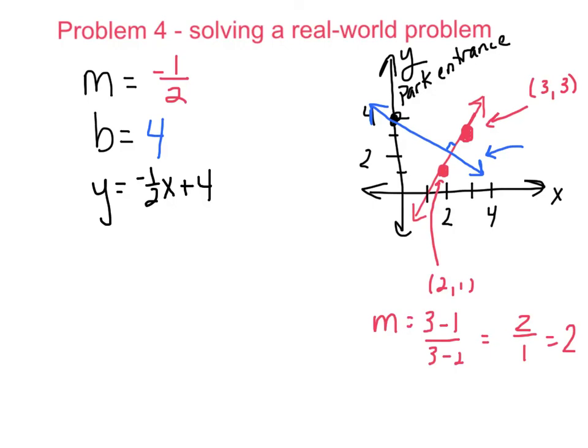So what did we do? We found the slope of the red line, did the opposite reciprocal to find the perpendicular slope of the blue line. We already knew our y-intercept was 4, so I plugged them in and got my correct equation. So to review, parallel lines have the same slope. Perpendicular lines have a slope that has a product of negative 1.